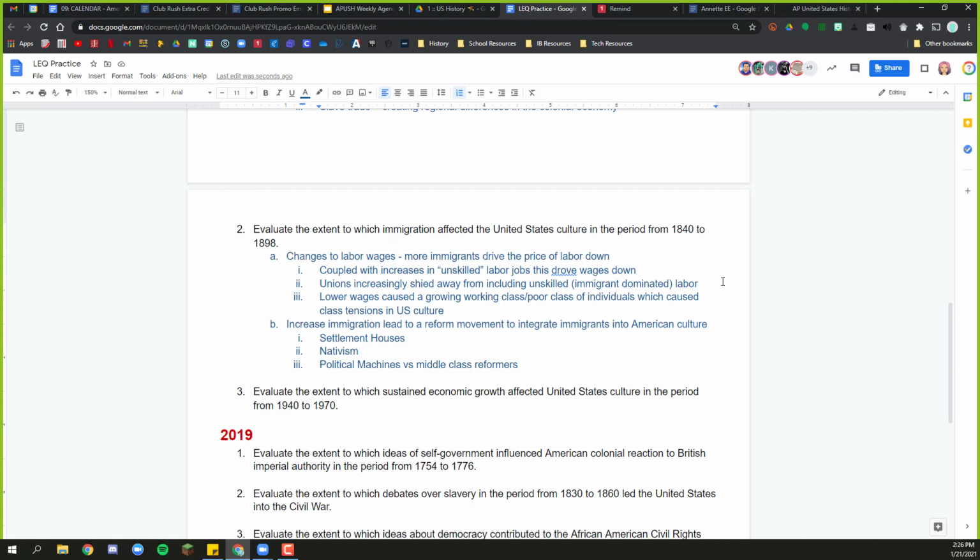You're basically just talking about key topics off the top of your head. You're not referencing anything specifically. There really shouldn't be any quotes in here. You're not going to be referencing documents because you're not going to have any documents. So for this one, it's basically just how many key terms can you get in or describe. Sometimes you don't have to know the key term. You can just describe it. So you're going to see things like unskilled labor, labor unions, working class or the poor class, settlement houses, nativism, political machines. That's my specific evidence. I just need to explain it.